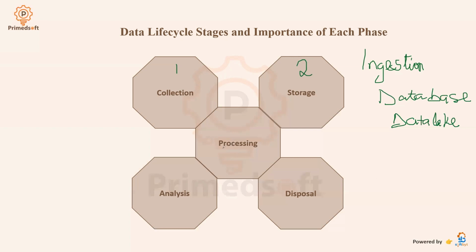The next stage is data processing, which is transforming raw data into a usable format for analysis. After storing this data, you transform this data into a usable format for analysis. Hence, the next stage, analysis, which is where you examine data to extract meaningful insights. Go through your data, examine it to extract meaningful insight from it.